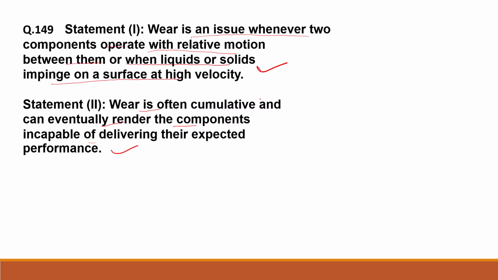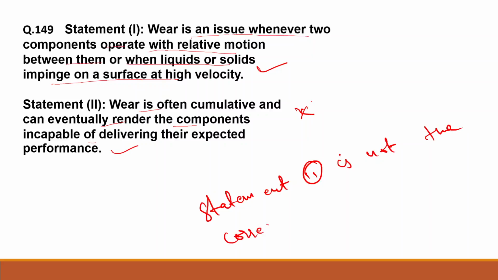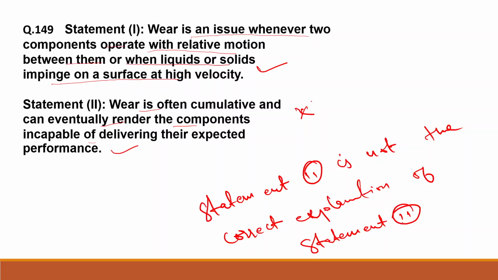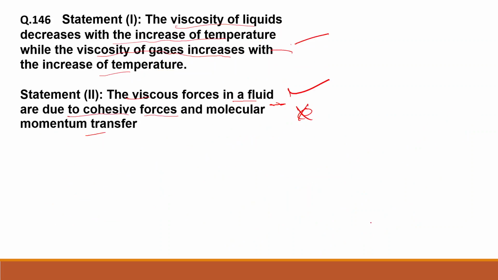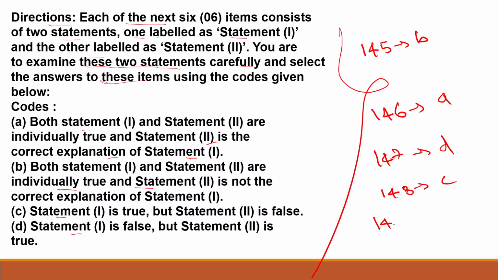Statement 1 and statement 2 both are individually true, but statement 2 is not the correct explanation of statement 1. So I will tell here the answer. 149 number is B will be our right answer, because both statement 1 and statement 2 are individually right, but statement 2 is not the correct explanation of statement 1, guys.